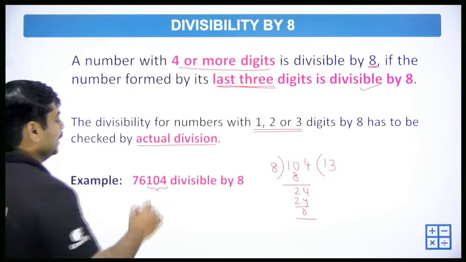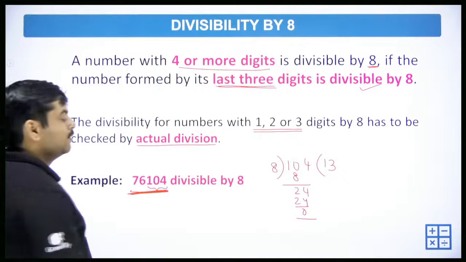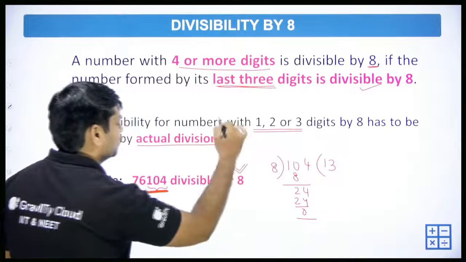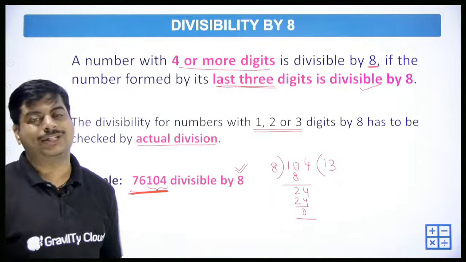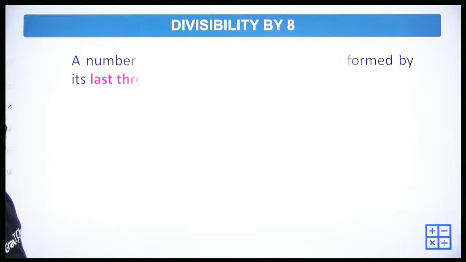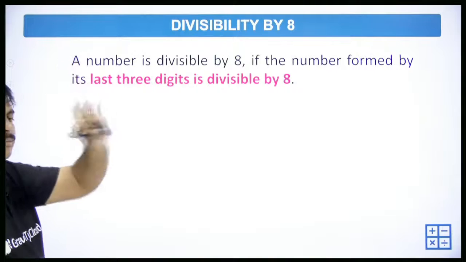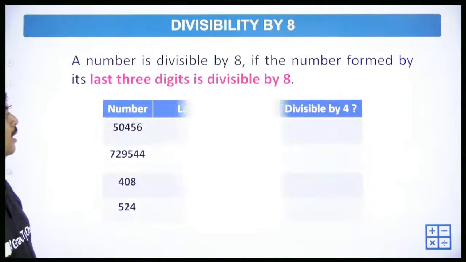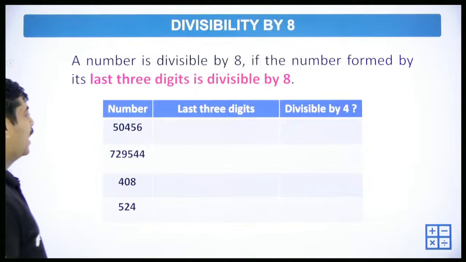So the complete number 76104 is divisible by 8. Right. Let's move ahead and go for the next one. A number is divisible by 8 if the number formed with the last 3 digits is divisible by 8. Same thing. Let's see some examples.